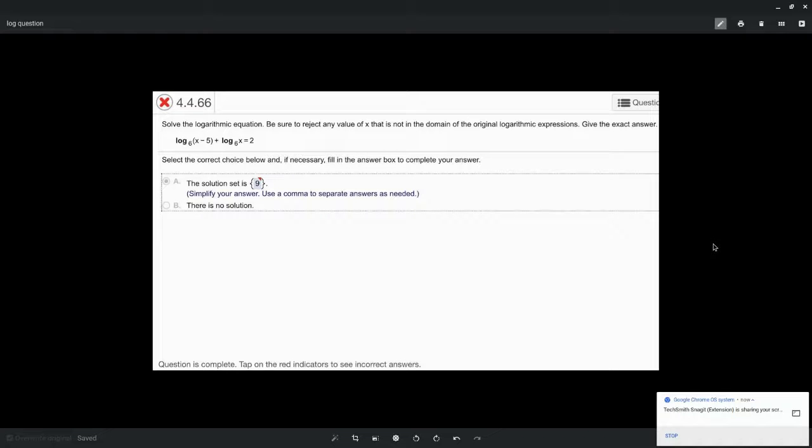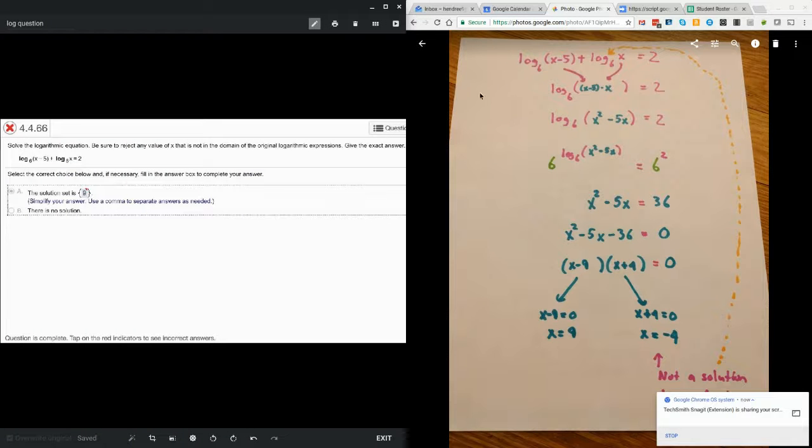Okay, so here's another log problem that popped up on the final. This is log base 6 of x minus 5 plus log base 6 of x is equal to 2. And you need to know one property of logs to be able to do this in addition to what you already know about logs. So let me show you my solution here.